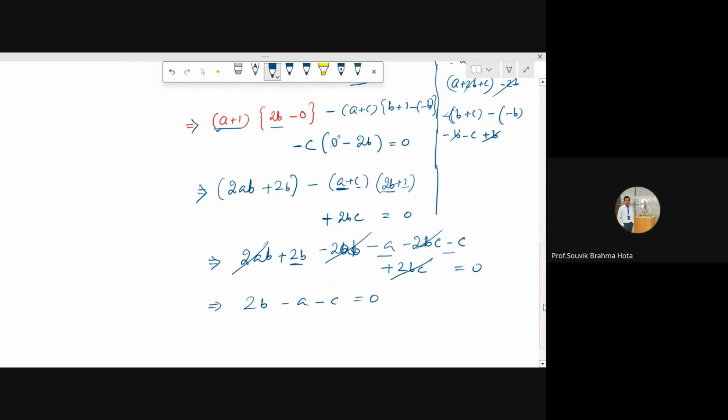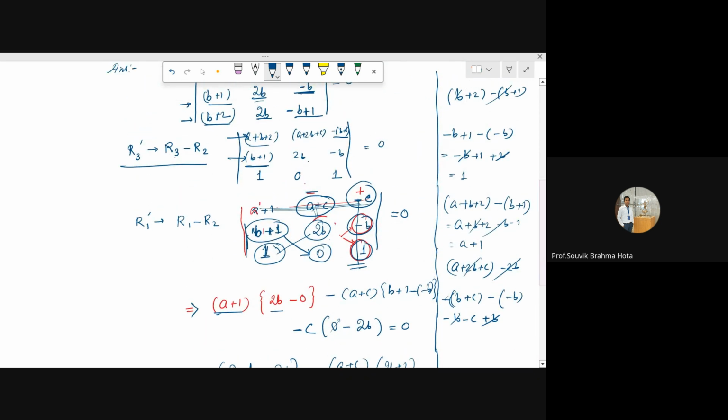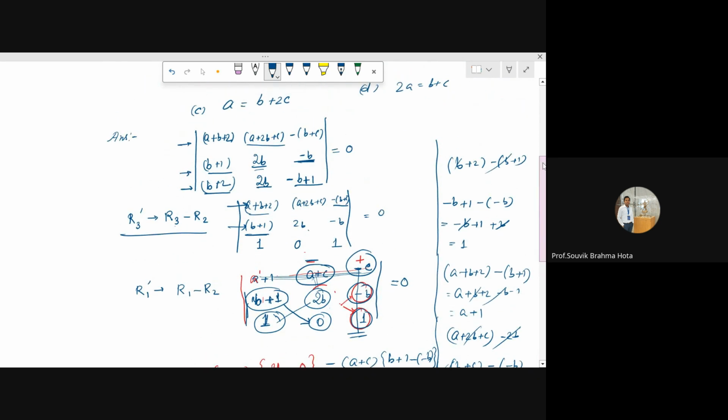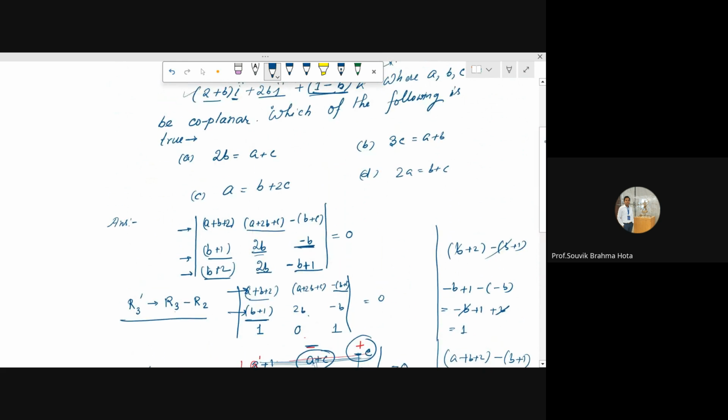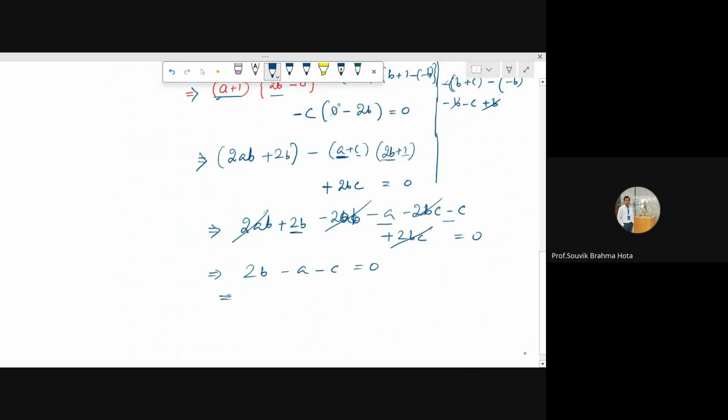Now let us check the options. So look at this option 2b here. If you consider this option, 2b is equal to a plus c. Now you just go to our answer. Here also you can rearrange 2b is equal to, if you take that part to the left side, a plus c. So option A, that is the answer. Option A is the answer in this case.